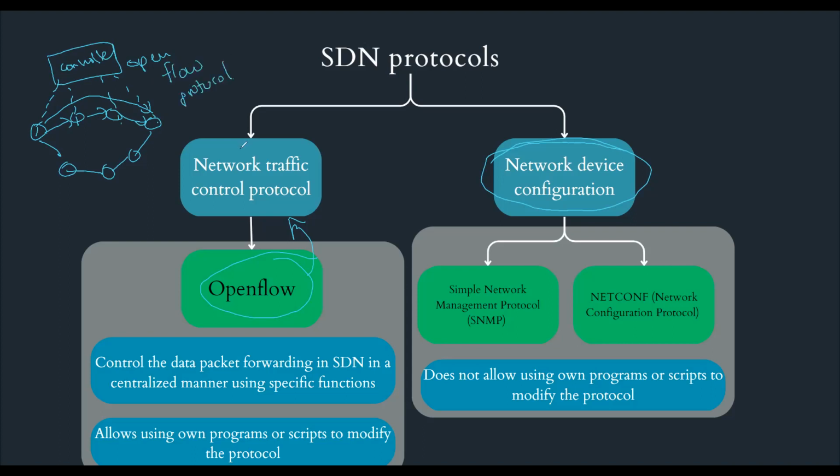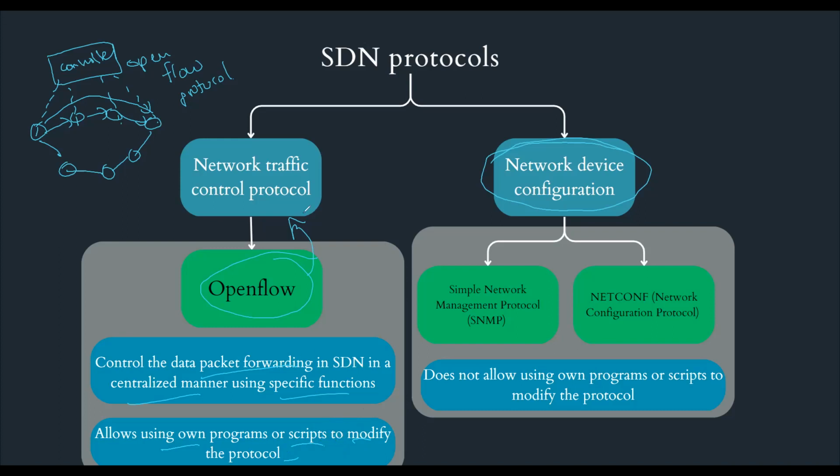So the OpenFlow protocol will control the data packet forwarding in a centralized manner using specific functions. It also allows own programs or scripts to modify the protocol. So anybody can modify the OpenFlow protocol based on their own requirement, right? So this is something very flexible for any person, right? Depending on their company or their requirement, they can configure the network according to their needs by just updating the code in the controller.